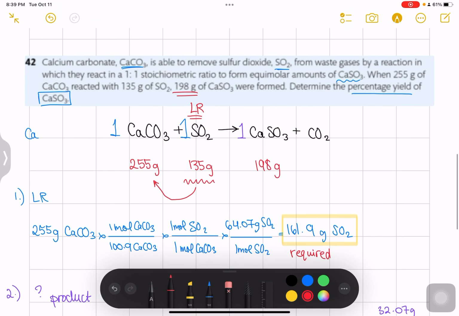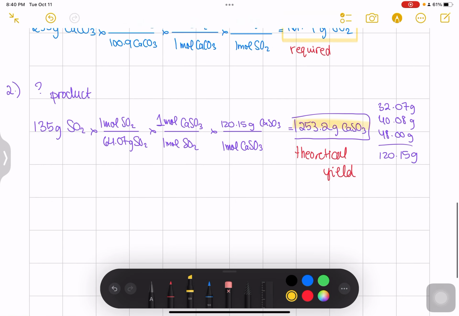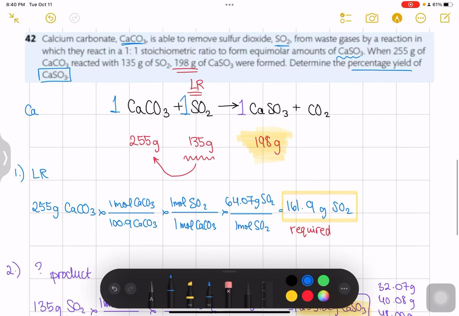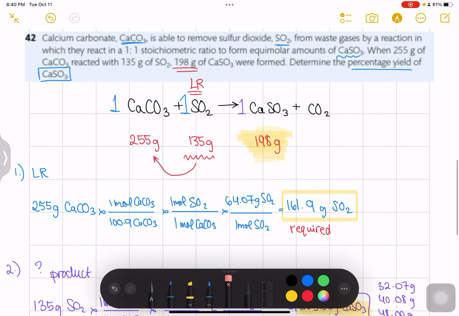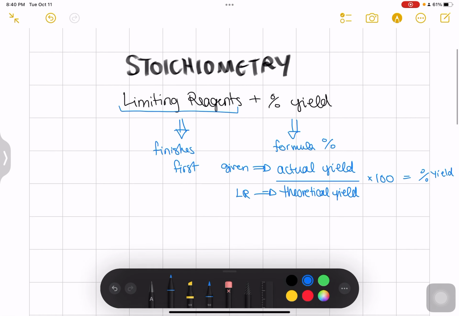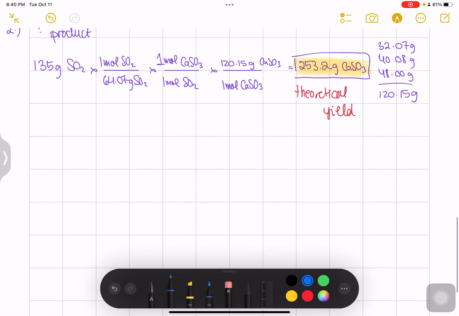So now we have our actual yield, we have our theoretical yield. All we need to do is put them into the formula and see what happens. So the formula says actual yield over theoretical yield times 100. So we're going to do that. Actual over theoretical times 100 equals our percent yield.